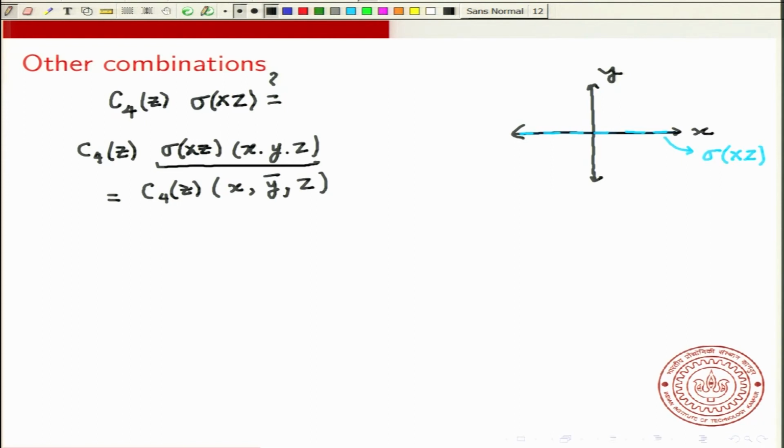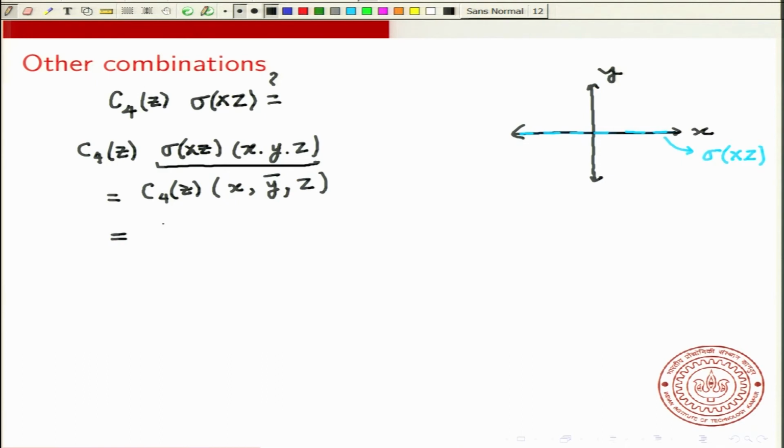Now, what happens when C4 acts on this point? To do this, you need to know what the effect of C4 is. C4 is rotation by 90 degrees. So, C4 will be rotation by 90 degrees. Now, cosine of 90 degrees is 0 and sine of 90 degrees is 1.